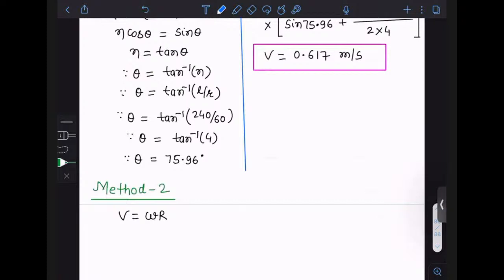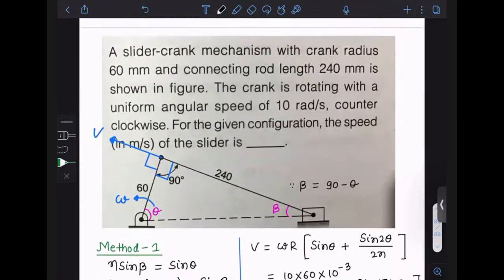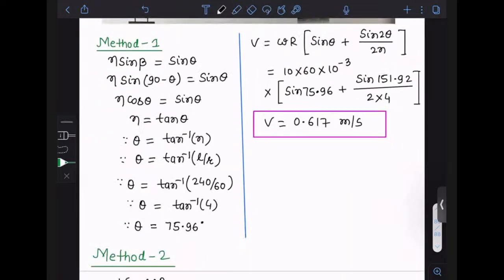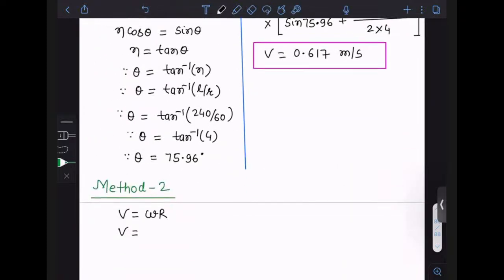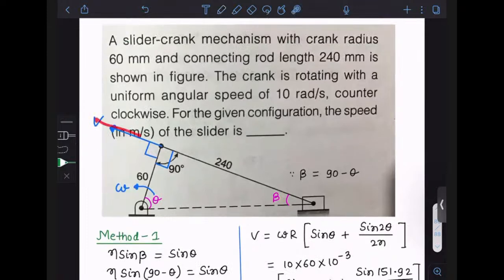So this velocity will be what? V is equal to omega r, you can apply. Omega is 10 radian per second, and radius is 60 mm, that is 60 into 10 to the power minus 3. So we are going to get 0.6 meter per second. Now, once you break this component, 0.6, you are getting the velocity in this direction.